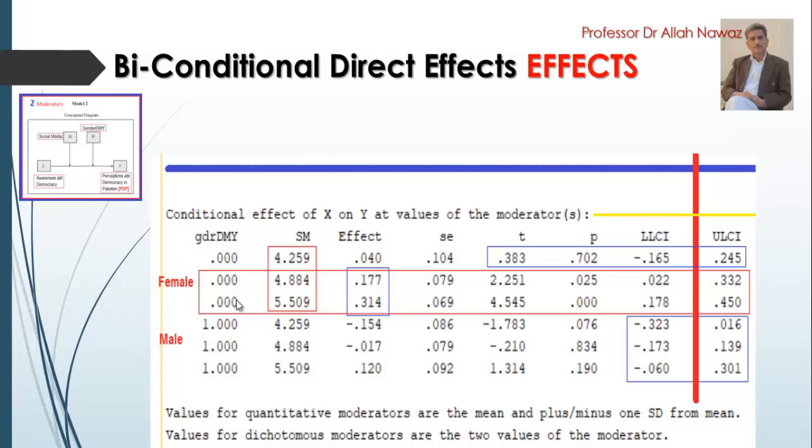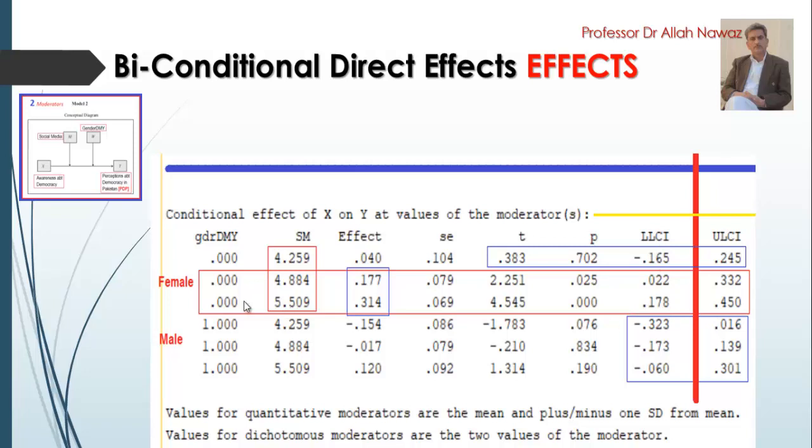Finally, the third group of females, a subgroup of females with a score of 5.509 on SM, they have got a bigger effect on the X and Y relationship, that is around 0.314. It is significant with a 4.54 t-score and a p-value of 0.000. Further, the lower and upper limits of the confidence interval are also significant.